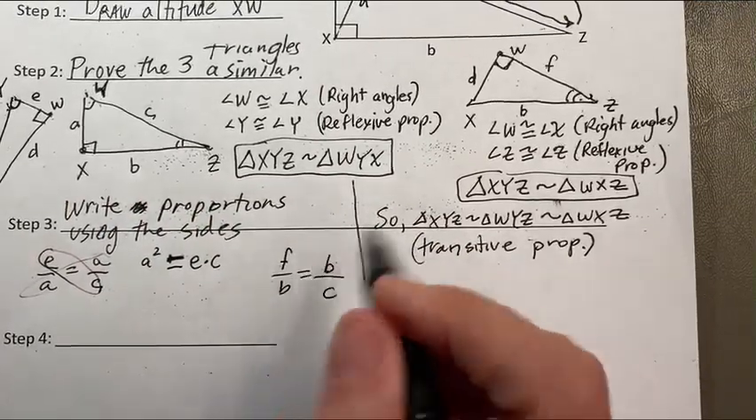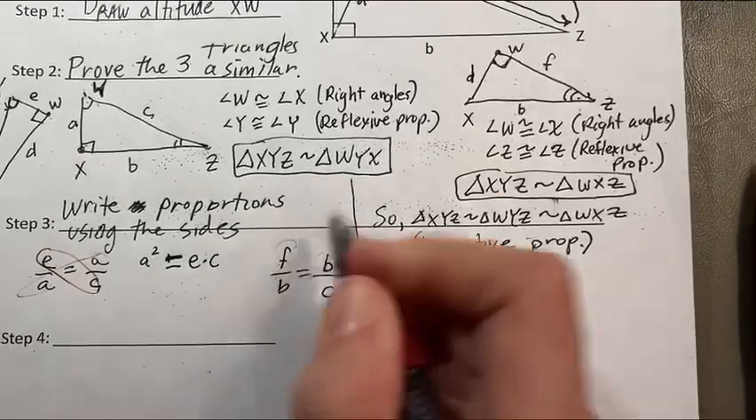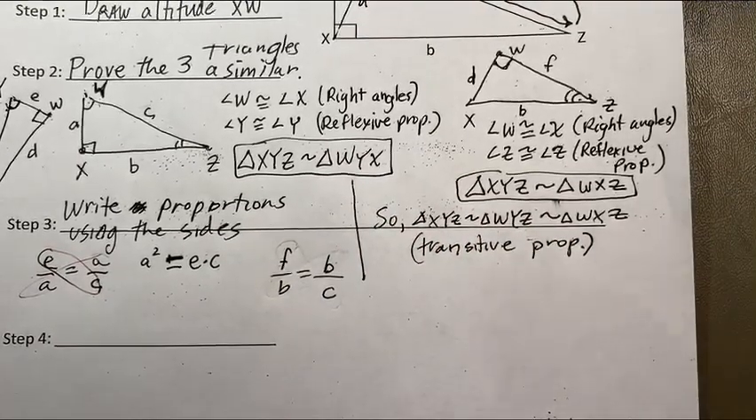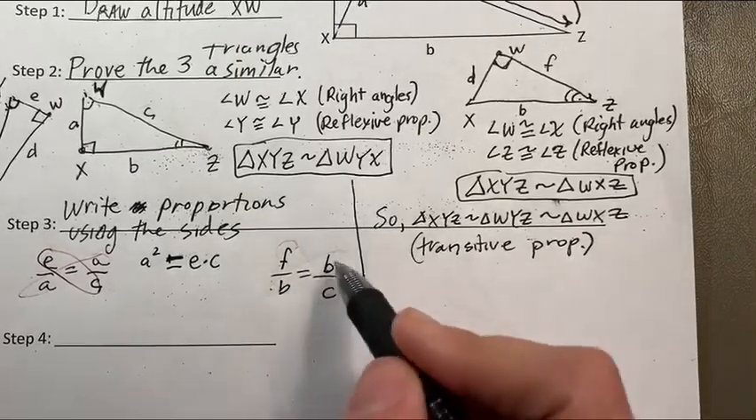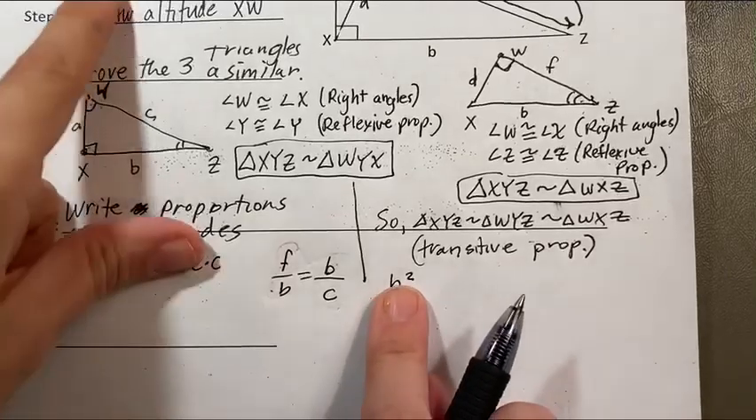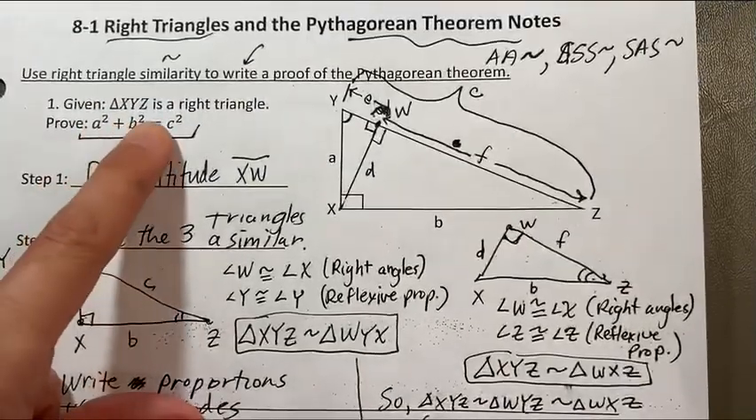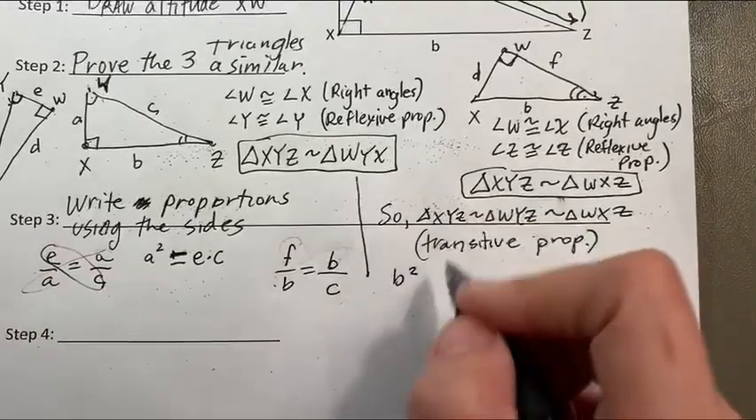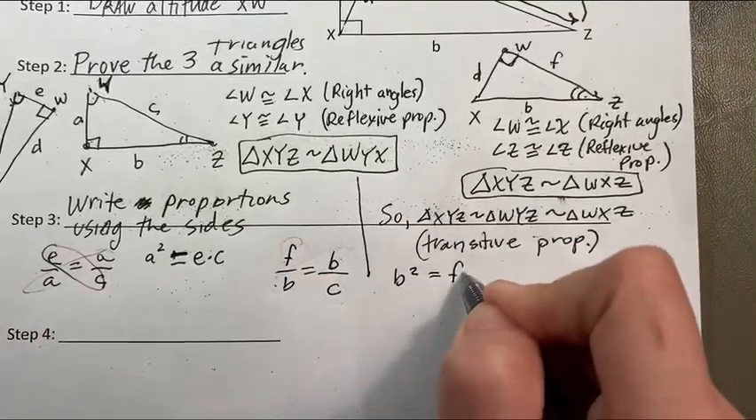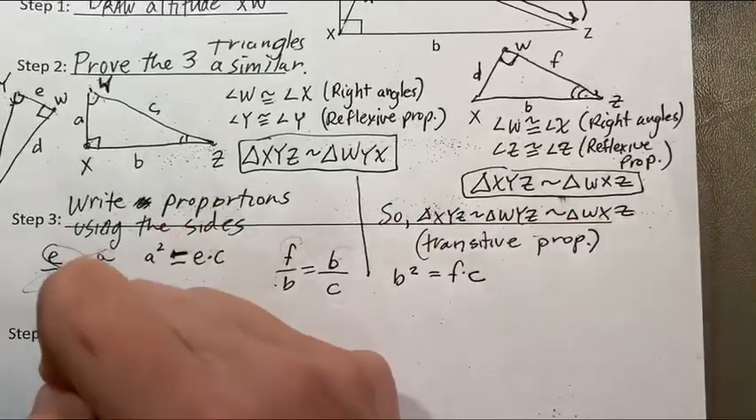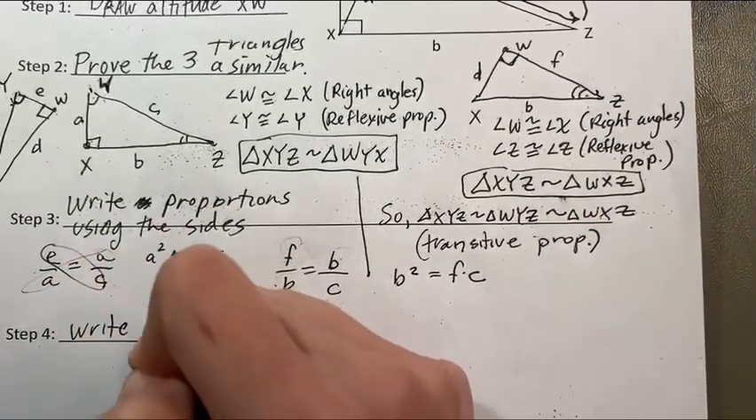Now, notice if we do the same technique here, if we cross multiply, then we get B times B, so we get B squared. Do you see how we're getting closer to the ingredients we need for this? This is what we're trying to prove here. So B times B, B squared, F times C is just F times C. Okay, so we're basically ready to go to the last step. We just need to write an equation and walk through our steps.